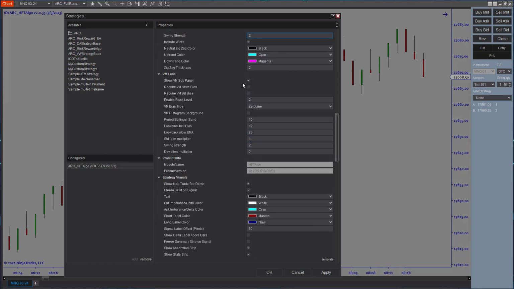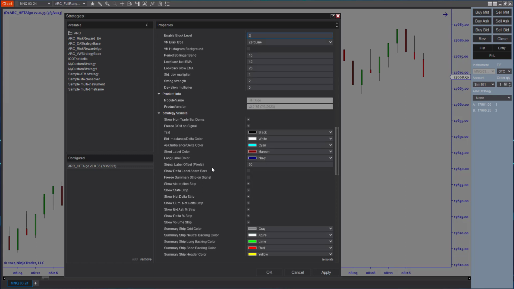The other one I have here is set to show the VM subpanel, and this is set to 2 right now. We'll come back to that. But we've got the panel on, but we don't have it required. You notice these are not required. Again, we want to see all the orders.